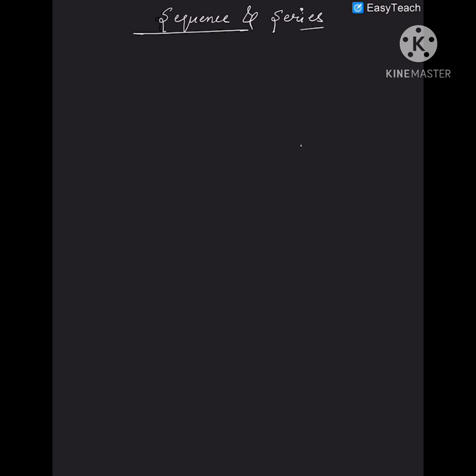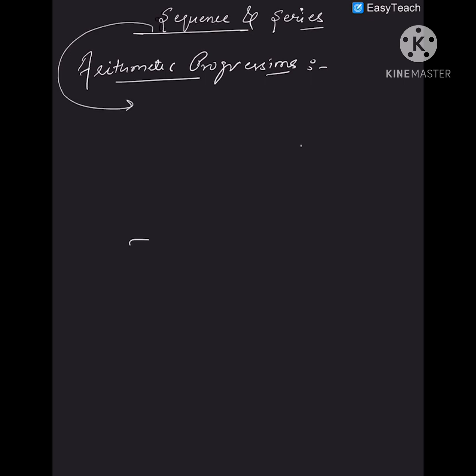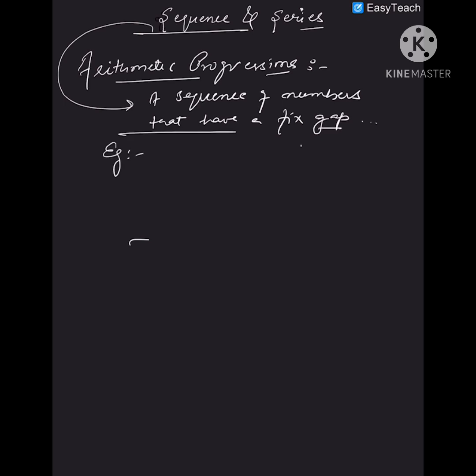So here there is a term called arithmetic progressions. So this is what we call it. Now let's just know what we mean by arithmetic progression or sequence. A sequence of numbers that have a fixed gap. In easier terms, you can say that they have a fixed gap. Let's understand by an example.